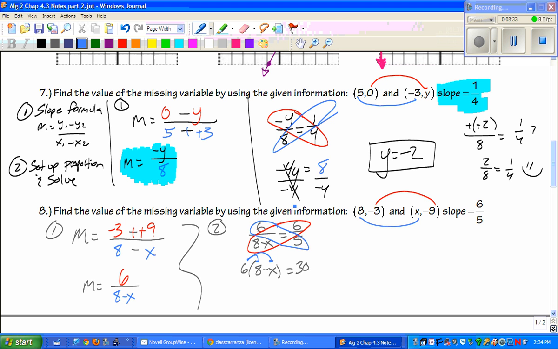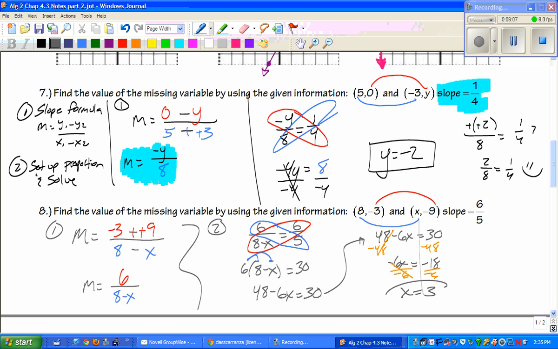All right, so we have to distribute. 6 times 8 is 48. 6 times x is 6x. And from here, you go through and solve. Subtract the 48. We get negative 6x equals negative 18. Divide by negative 6. And x equals 3. And there you go.